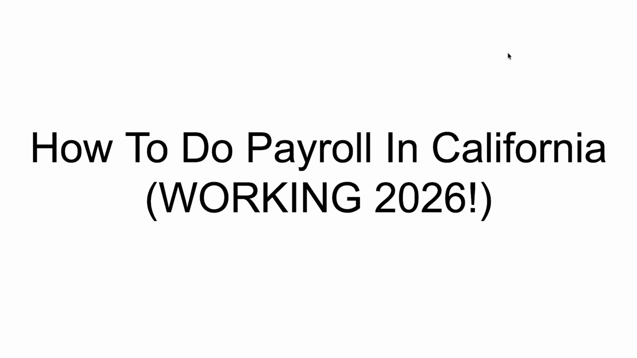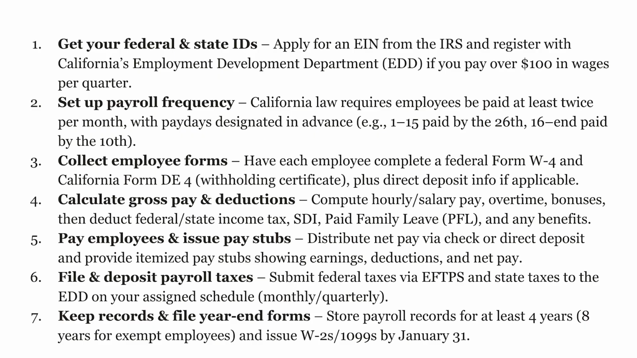How to do payroll in California. Get your federal and state IDs, apply for an EIN from the IRS, and register with California's Employment Development Department (EDD) if you pay over $100 in wages per quarter.